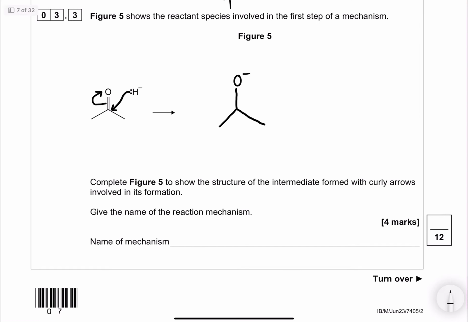And this is the first step of the nucleophilic addition mechanism, because we've used an electron pair donor, the hydride ion, and we've added it, so a nucleophilic addition. We're not going to eliminate anything here. We're going to end up forming an alcohol by adding on a hydrogen ion to the O minus in the next step.